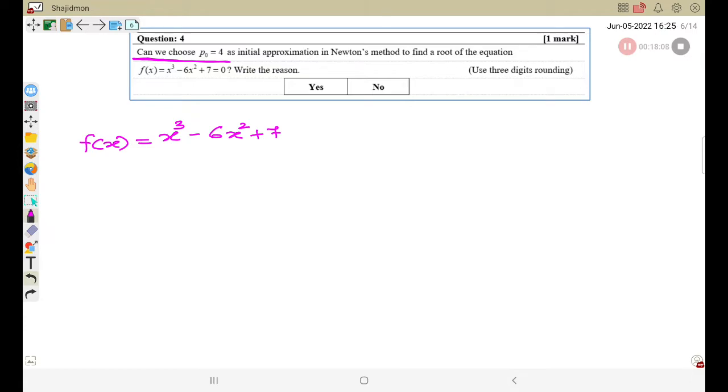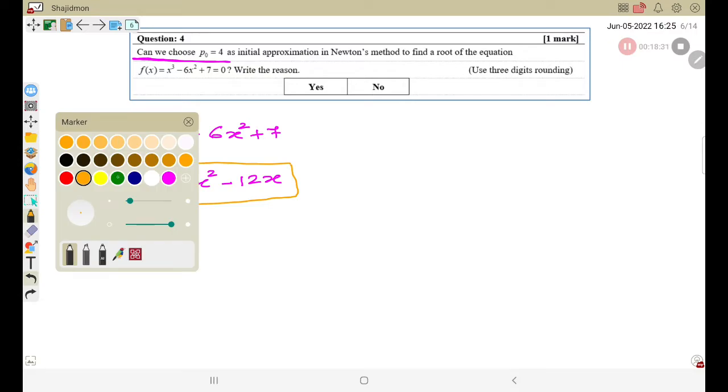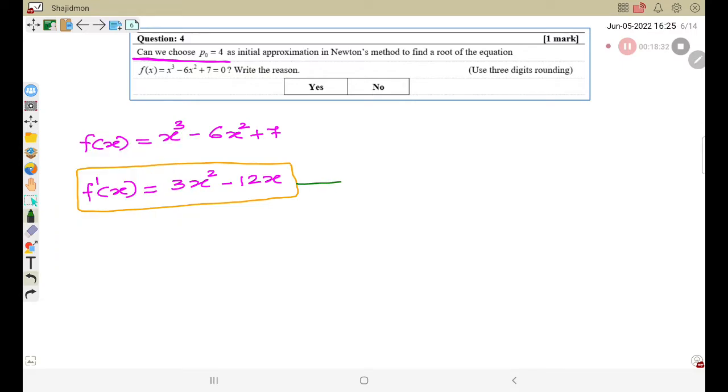What was the condition, you remember? What we do is first find the derivative, f dash of x. What is f dash of x? The derivative of x power 3 is 3x power 2, minus the derivative of 6x square is 12x, because 2 multiplied by 6 is 12x, plus the derivative of 7 is 0, correct? This is the derivative, f dash of x. Now what we will do is just apply the P0 number here.